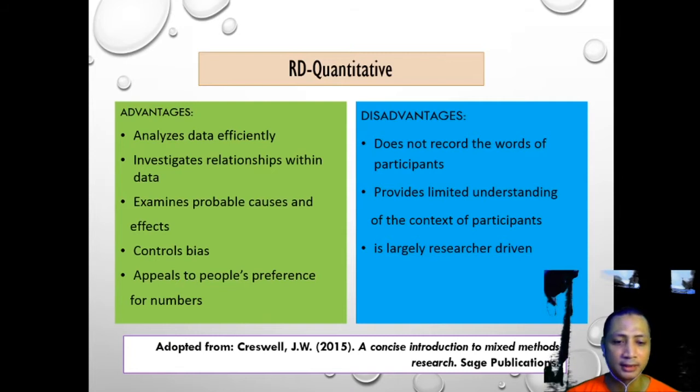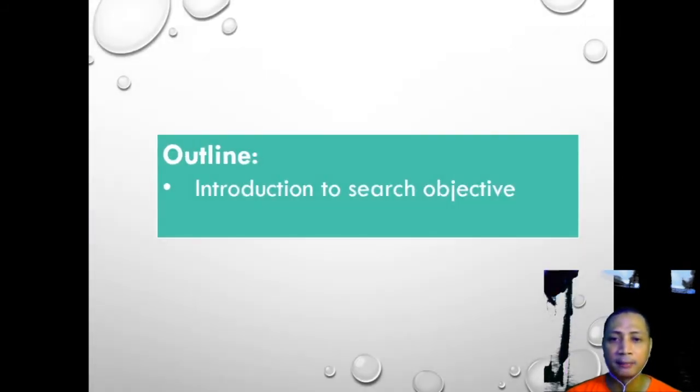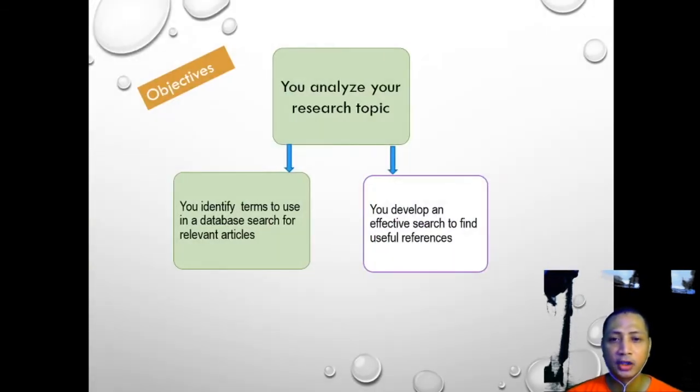Research, Sage Publications. And then the outline for our discussion for this session is an introduction to setting objectives. Analyze your research topic. The first thing we need to do to set the objective is to analyze your research topic, and then after that you identify terms to use in database searches for relevant articles, and the second one is you develop an effective search to find useful references.